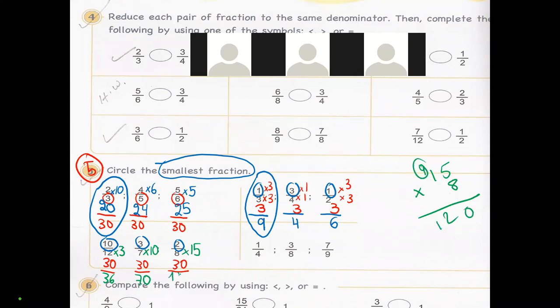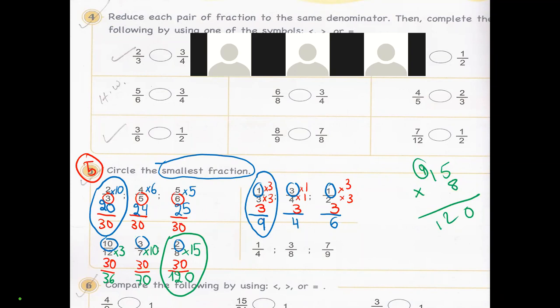Bravo, Majid. Excellent. Which fraction is the smallest one, Majid? 2/8. Proud of you, Majid. Excellent. 2/8, which is 30/120, is the smallest. Is it clear? Yes. So the smallest fraction is the one that has the biggest denominator, and don't forget to multiply the denominators, please.